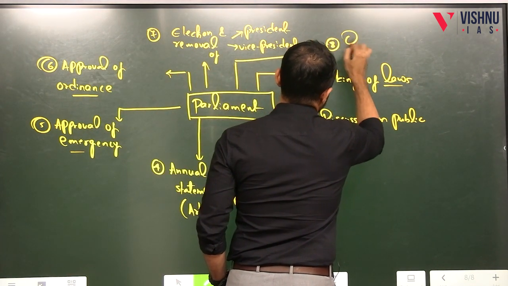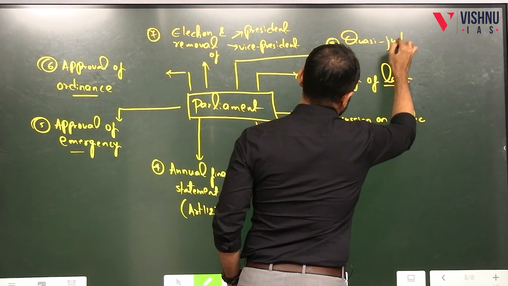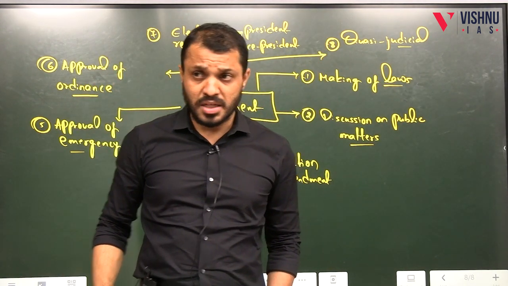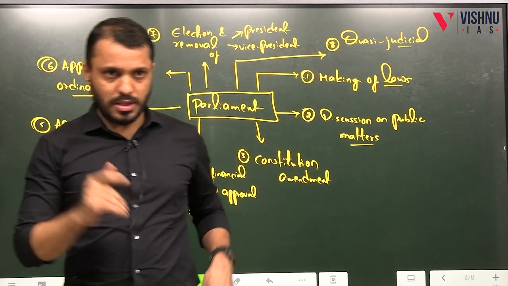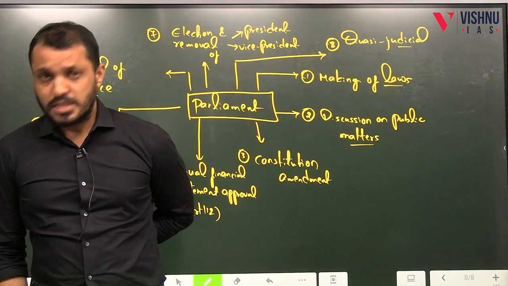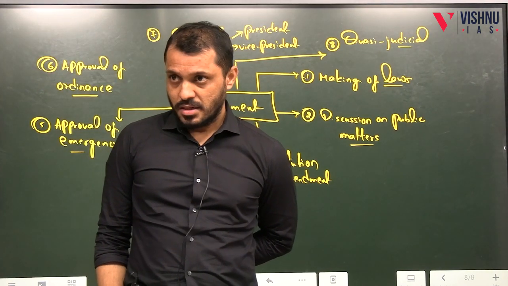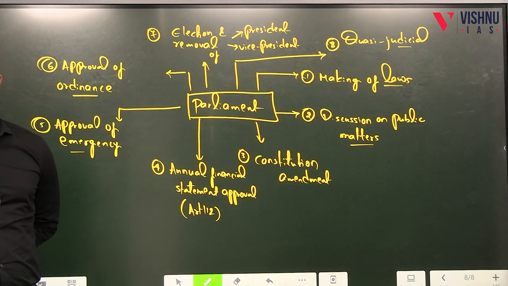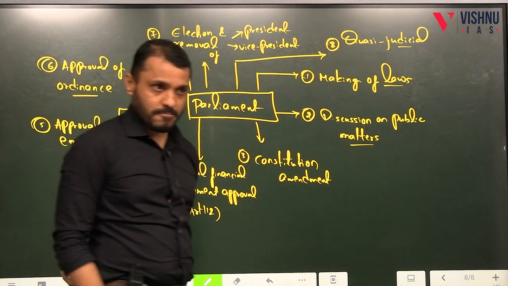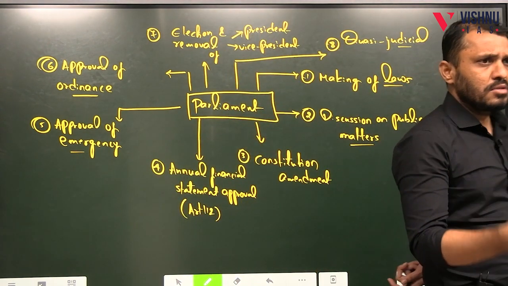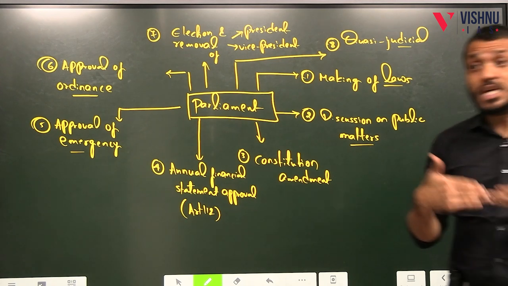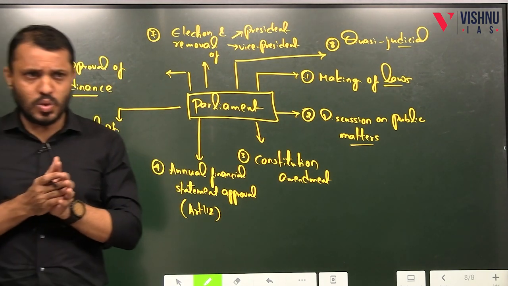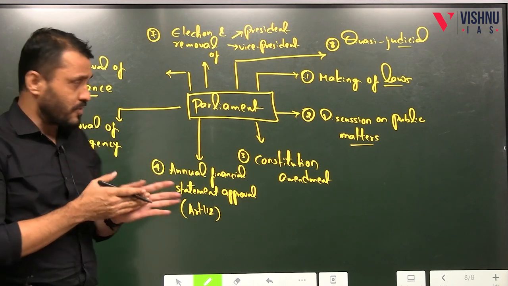The other function is quasi-judicial. That means what? Parliament can punish the members also. Parliament can remove someone if someone is not doing their duty. For example, if a Supreme Court judge is misbehaving or has incapacity, who will remove them? Parliament will remove them. So Parliament will act as quasi-judicial. Quasi means semi. Sometimes Parliament will also act as a court, but not entirely as a court. Sometimes it will exercise court functions and punish people. Quasi-judicial function.